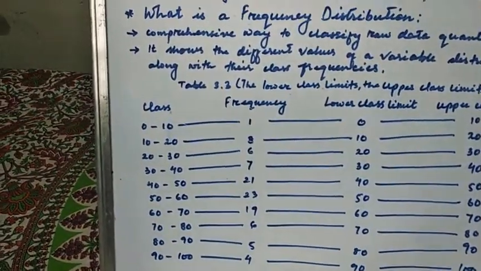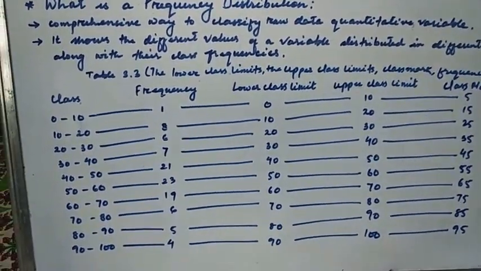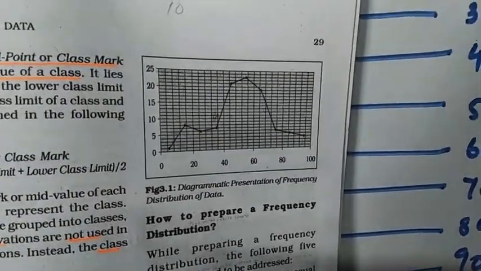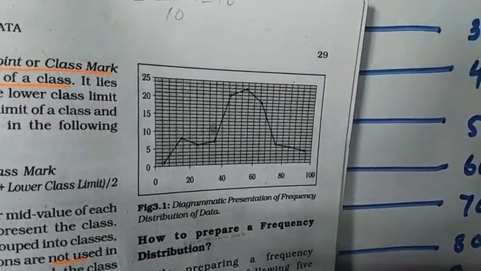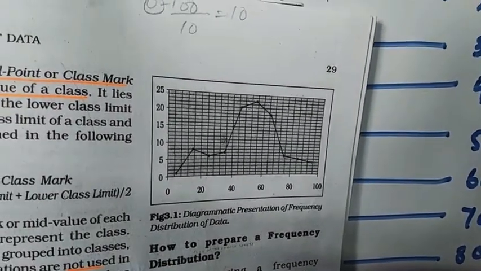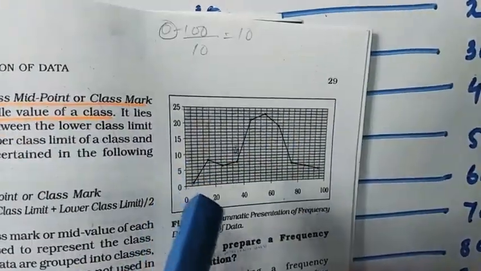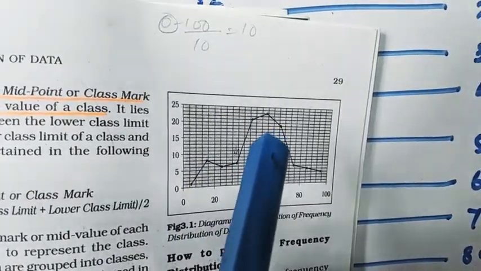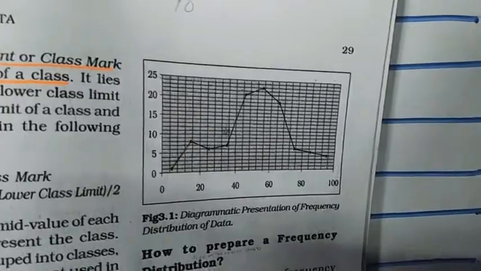So, we can plot this data in a graphical representation. That is called the diagrammatic presentation of frequency distribution of data. So with the given example data in table 3.3, we are plotting those data in a graphical form. So we got the data like this. So this is the presentation of frequency distribution of data in a graphical form.